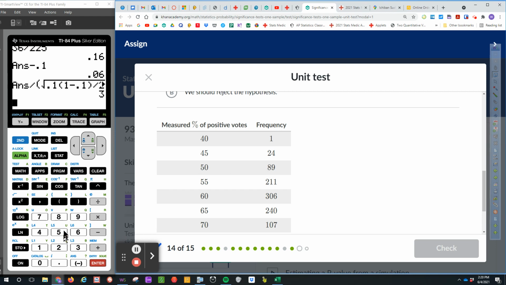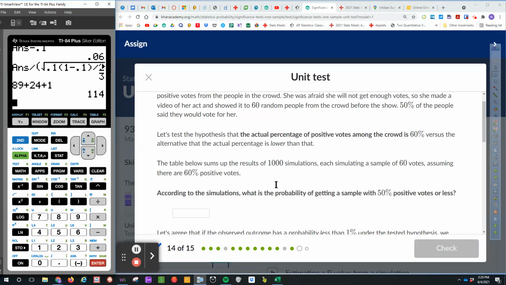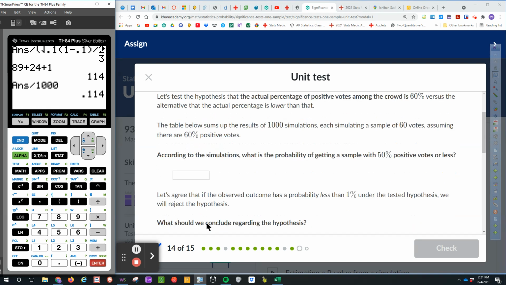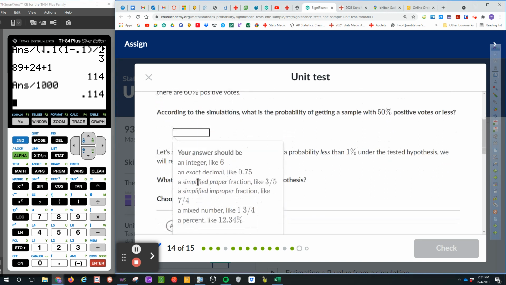So I need to take 89 plus 24 plus, I got 1 here. Okay, and the p-value would be, because I need to, how many people? 1,000. If I divide that by 1,000, that would be my p-value. All right, so what is the probability of getting a sample, which is 0.11.